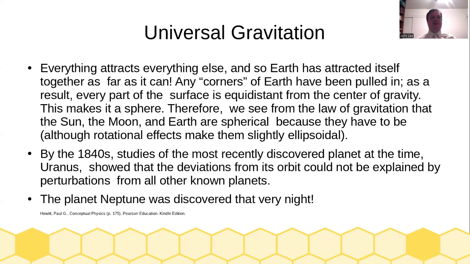Some more consequences of universal gravitation: because everything attracts everything else, and the Earth is attracting itself together as far as it can, any corners of the Earth have been pulled in. As a result, every part of the surface is equidistant from the center of gravity. This makes it a sphere. Therefore, we see from the law of gravitation that the Sun, the Moon, and the Earth are spherical because they have to be, even though rotational effects actually make them slightly ellipsoidal rather than purely spherical.